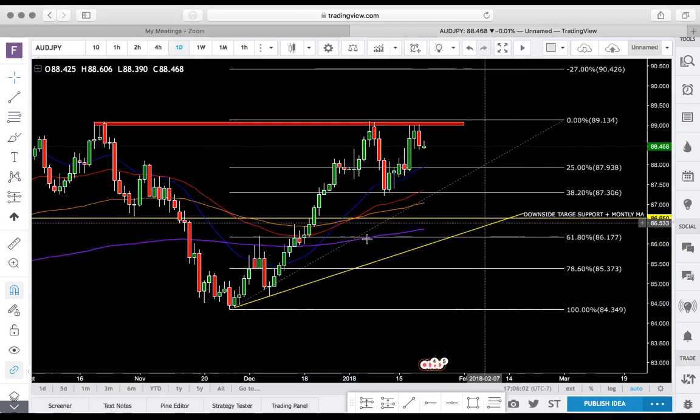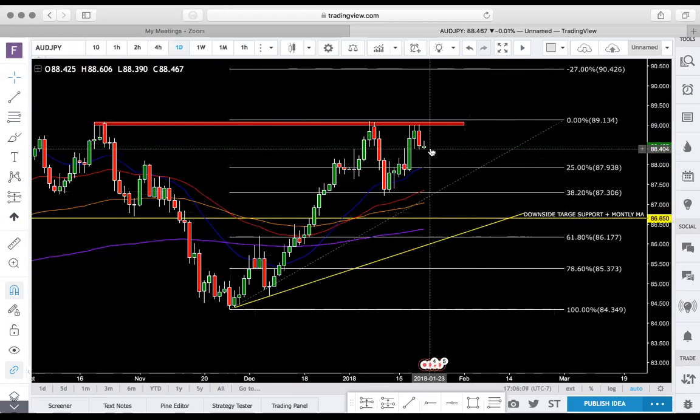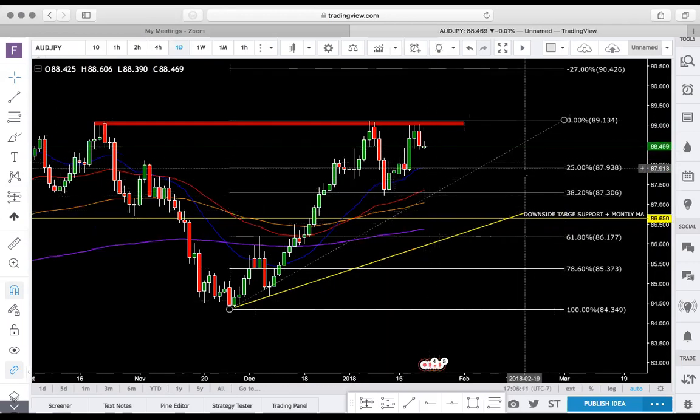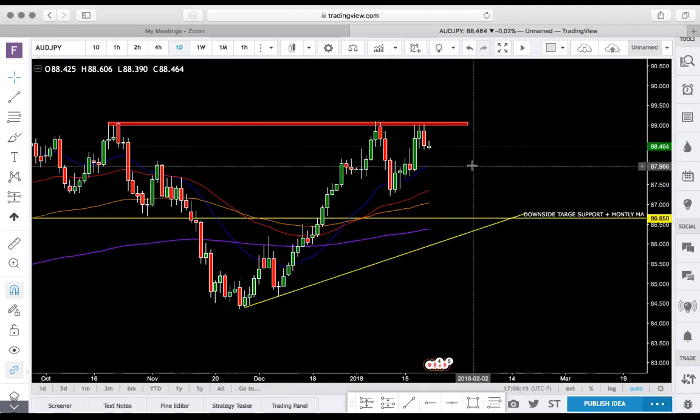So we could see a bounce off of this trend line here, or the 38.2, which is this level here. But I do prefer a short trade on this right now. Longer term, I think we could buy this and go long.